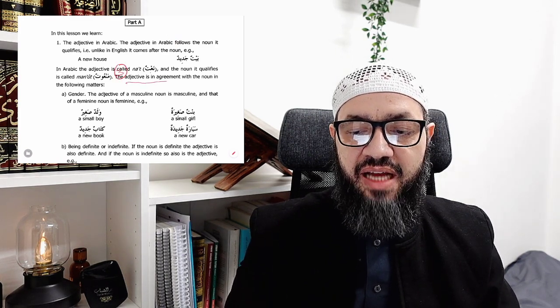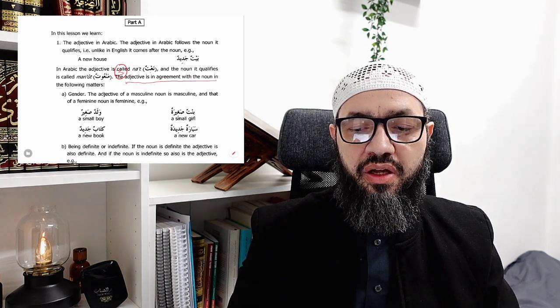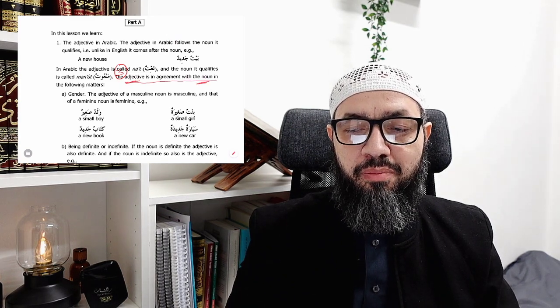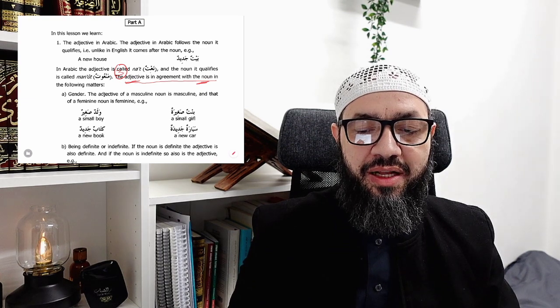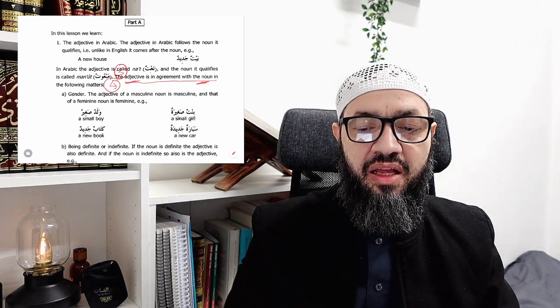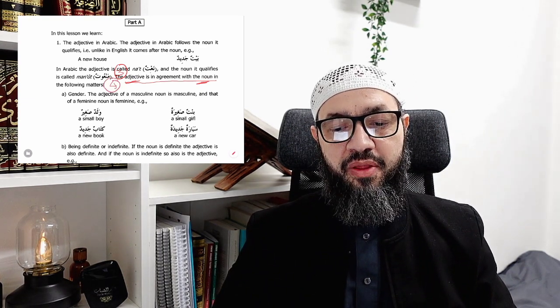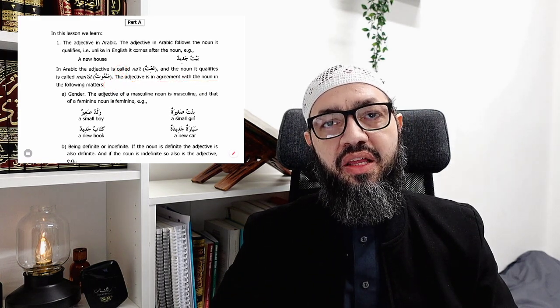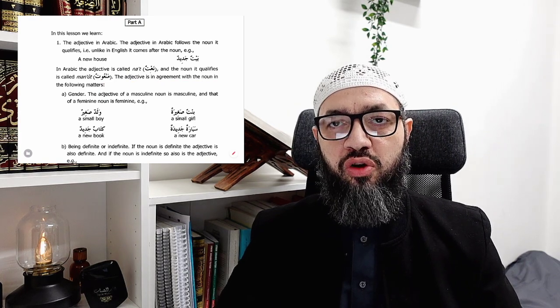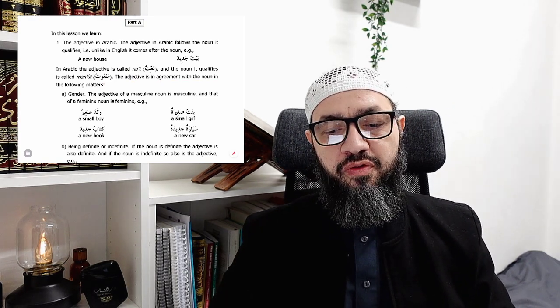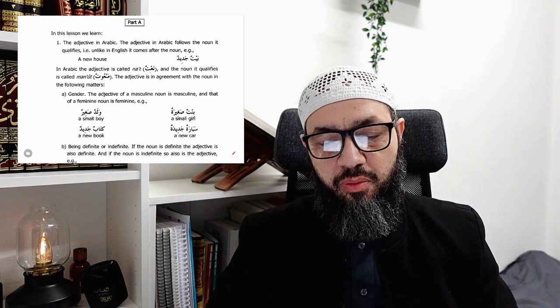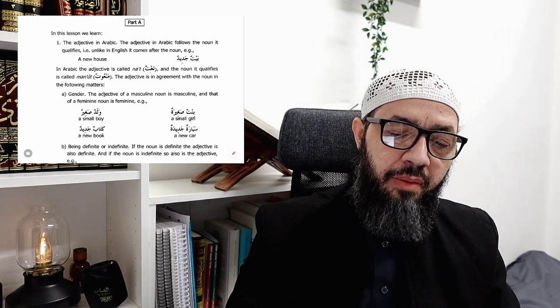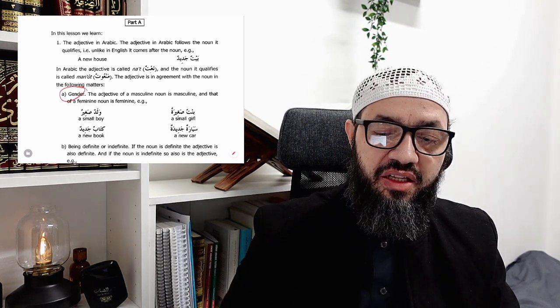The adjective is in agreement with the noun, or the nat is in agreement with the man'ut, in the following matters. Let's put a number next to that. The following four things, right? The author mentions three here because we are yet to study plural and dual. But we're going to mention all four because, inshallah, when we come across it, we're going to repeat it anyway. Number one, it has to agree in gender.